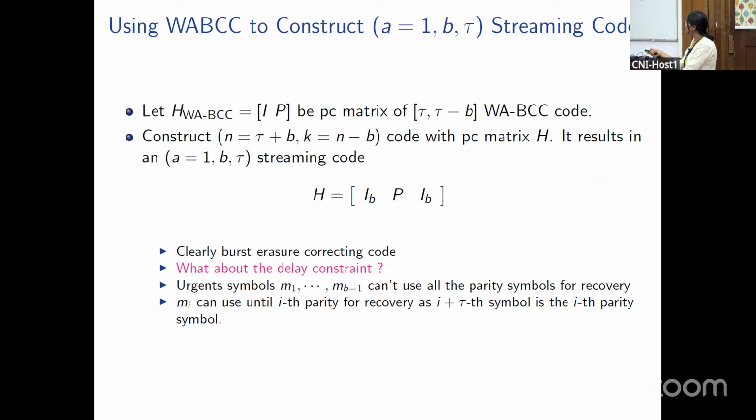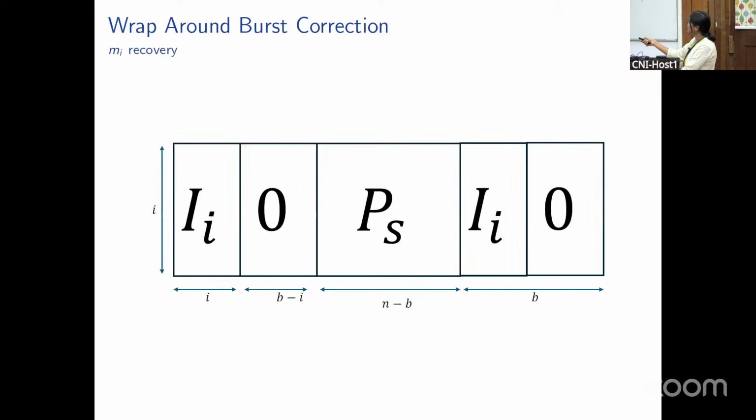So specifically, if we want to recover mi, where i is from 1 till b minus 1, it can access up until i plus tau codeword, and this ends up being just the ith parity. So for mi, you access until the ith parity in this particular case, for the burst-only case. So what we want to show is that to recover mi, we want to come up with a parity check equation where the mi symbol is participating, and after mi, a stretch of b minus 1 zeros, because those could be lost in the burst.